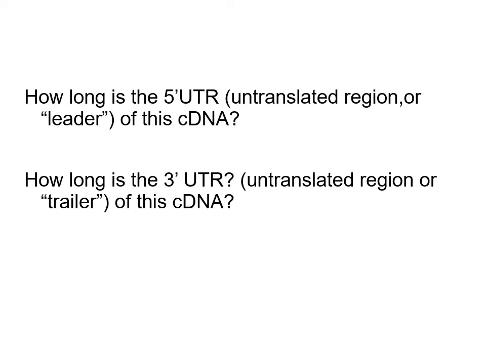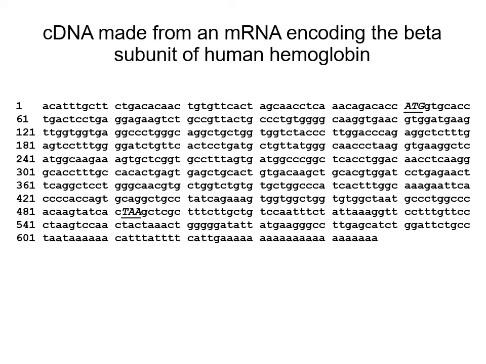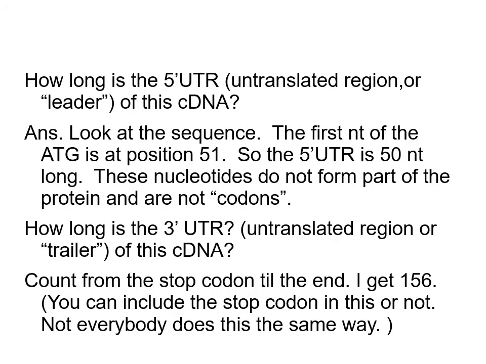The 3' region, the 3' UTR, occurs after the stop codon. That's really quite a long sequence after the UAA, TAA stop codon, which ends at nucleotide 494. So I get 156 for this. Some people include the stop codon, and some people don't. It's okay either way.